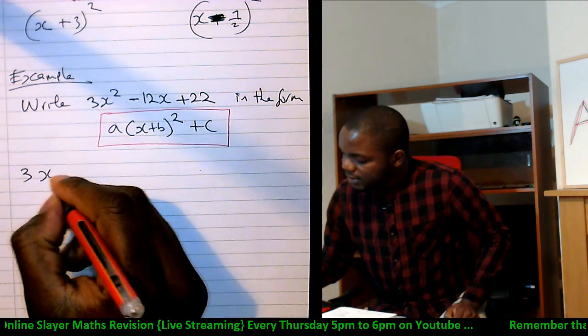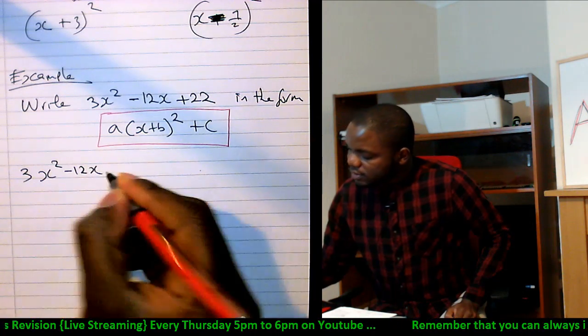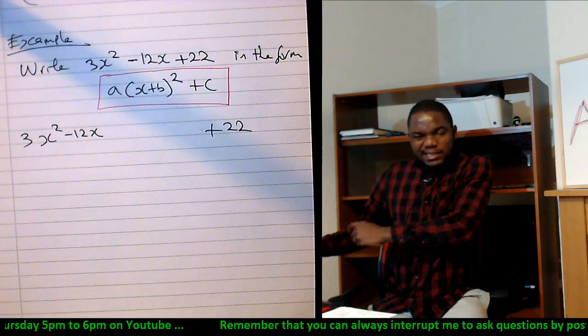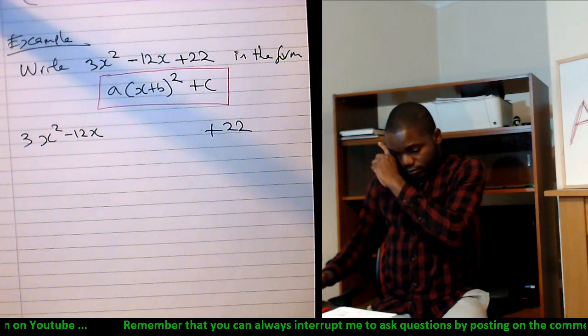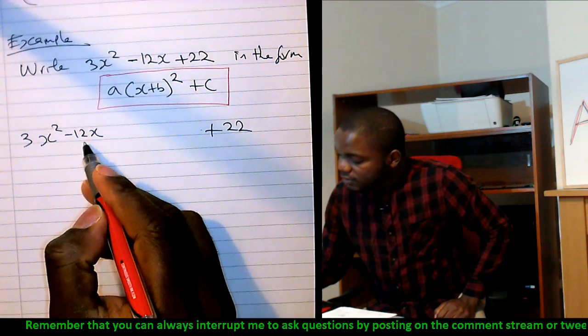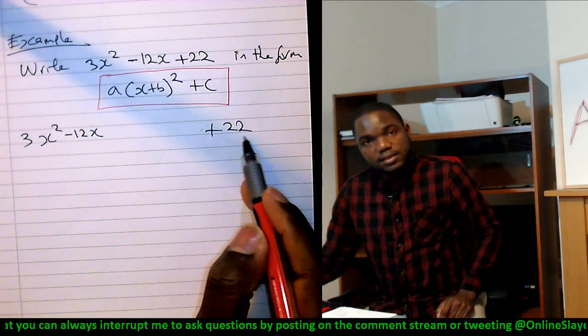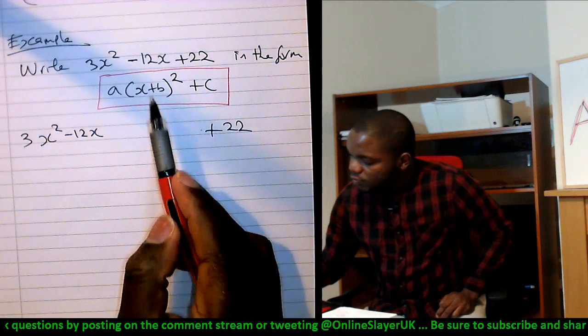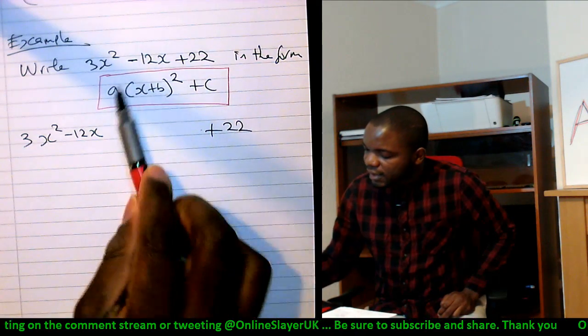So I'm going to start by separating the constant 22. So I'll put that far away so I know that it's intact. No one is going to touch it. Now we need to factorize. So the first thing, like I said, take the constant term to the right, leave it there. Now we want to factorize something to look like this.